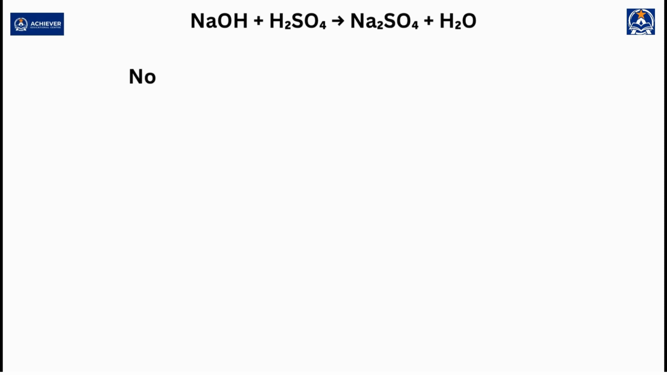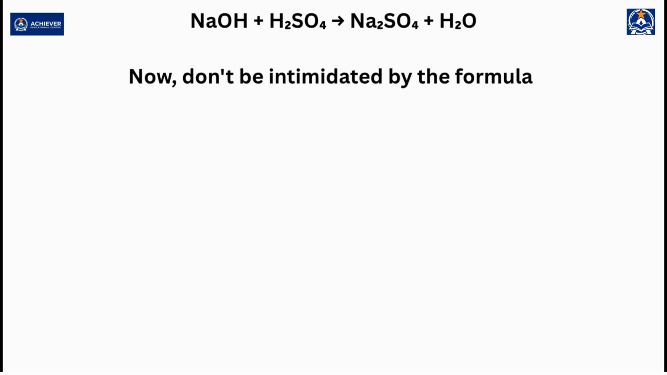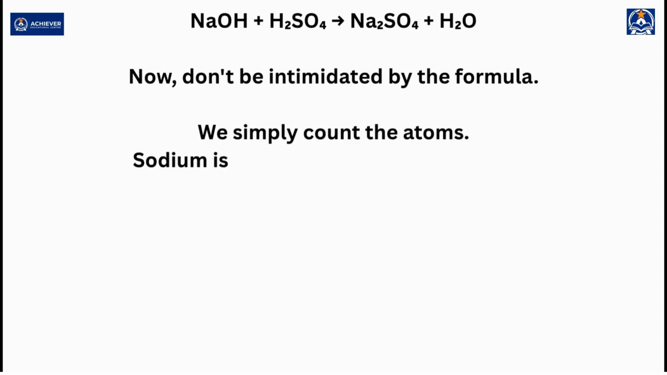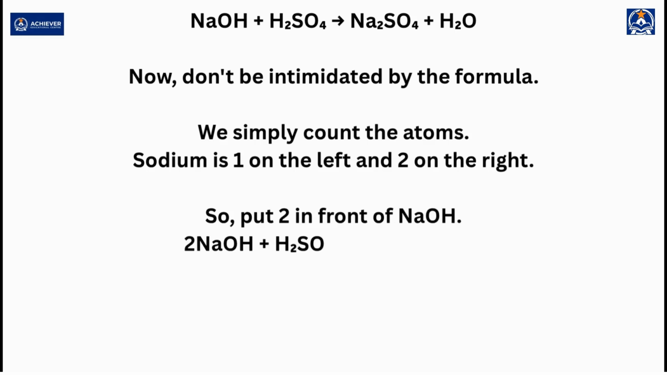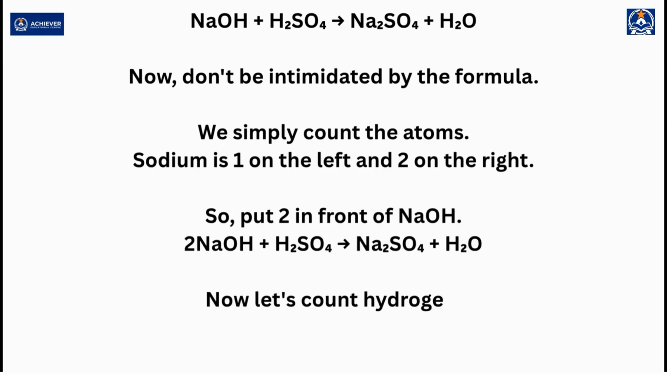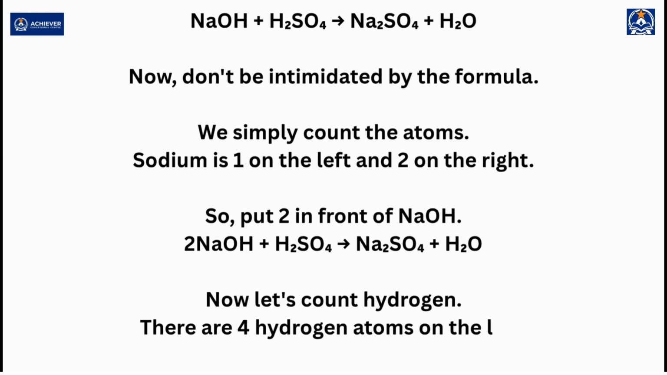Consider sodium hydroxide reacts with sulfuric acid. The products are sodium sulfate and water. Let's write it. NaOH plus H2SO4 gives Na2SO4 plus H2O. Now don't be intimidated by the formula. We simply count. Sodium is 1 on the left and 2 on the right. So put 2 in front of sodium hydroxide. 2NaOH plus H2SO4 gives Na2SO4 plus H2O.